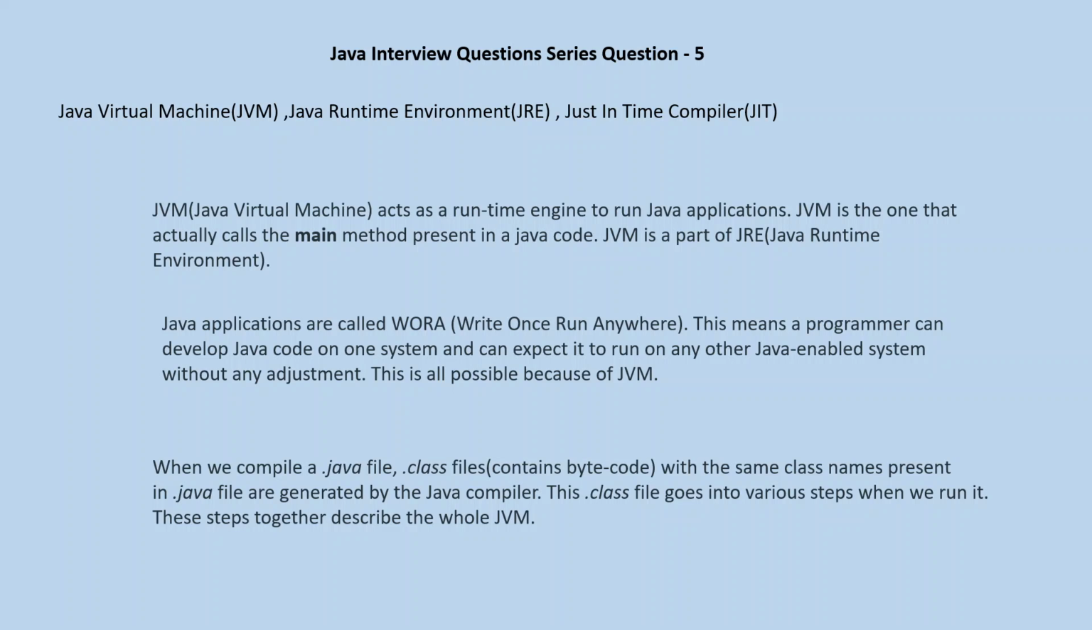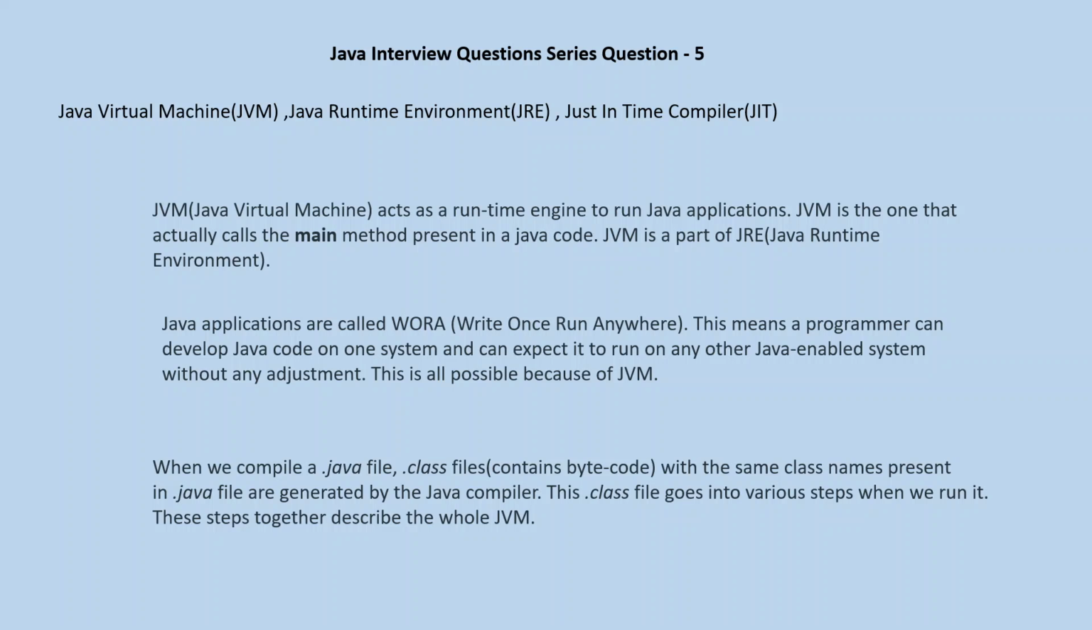The Java virtual machine basically acts as a runtime engine to run Java applications. If you want to execute a Java application on any machine, we should have the JVM installed. JVM is the one that calls the main method present in the Java code. Every Java code has a main method, so who is calling this main method? JVM is responsible for calling it. JVM is a part of JRE. Like in mathematics we have set and subset, we can call JVM a subset of JRE.